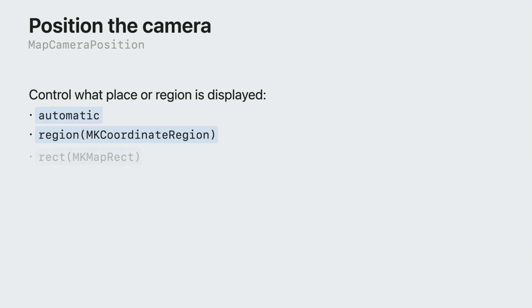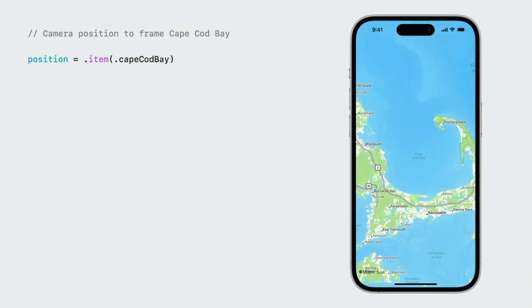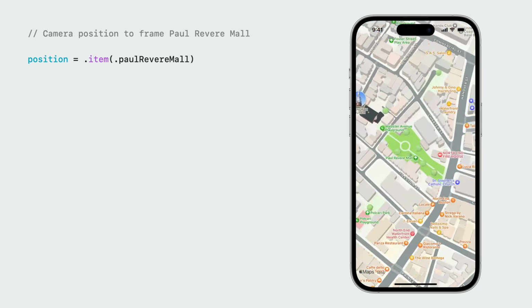You can specify a camera position to frame other things as well. Rect position is used to show an area, just like how we've used region. It simply uses a map rect to represent that area instead of a coordinate region. Let's take a closer look at Item, Camera, and User Location camera positions. Using MKMapItem, you can show a particular place. This works for all kinds of map items. If your map item represents Cape Cod Bay, MapKit will automatically zoom out so that it fits. If you're trying to show a certain park in the North End, the camera will zoom in to show the surroundings and deliver a sense of place.